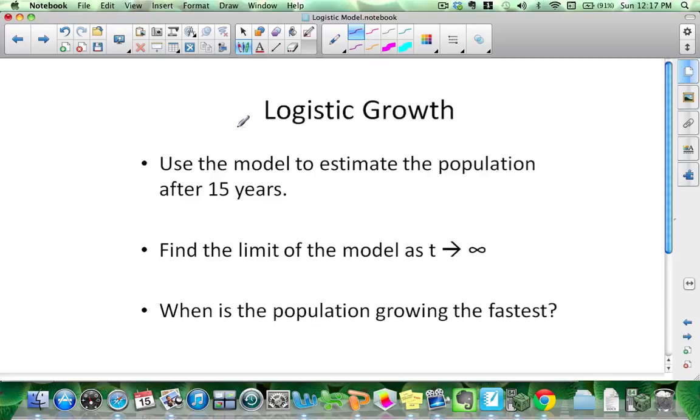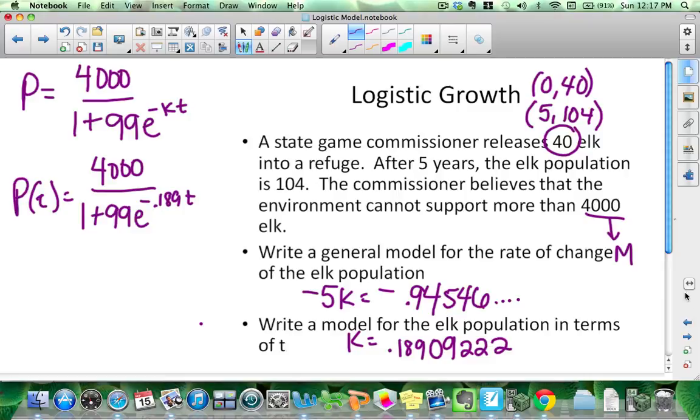All right. I want us to use that model to estimate the population after 15 years. I want to find the limit of that model as t goes to infinity, in other words, the limit as t goes to infinity of the size of the population. And I want to know when the population is growing the fastest. Okay, so I'll bring that model back up in case you didn't get that written down. Here it is. Okay, and I want you to answer those questions.